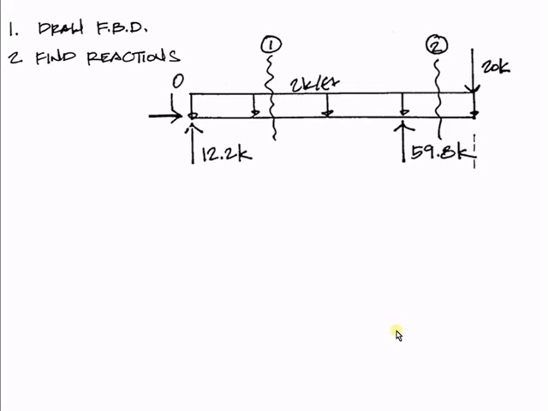For the first step, we're going to be drawing the free body diagram, which we've shown here. We have 2 reactions at the pin support, one vertical reaction and one horizontal reaction, and another reaction at the roller support on the right-hand side. Notice we have 0 force for the reaction in the x direction, a 12.2 kips vertical reaction, and a 59.8 kips vertical reaction. So we've already done 2 steps: draw the free body diagram and find the reactions.